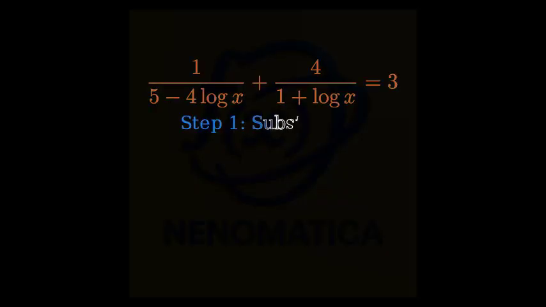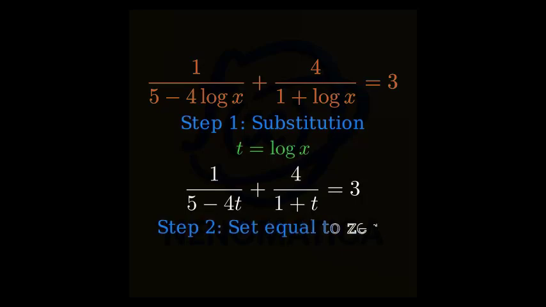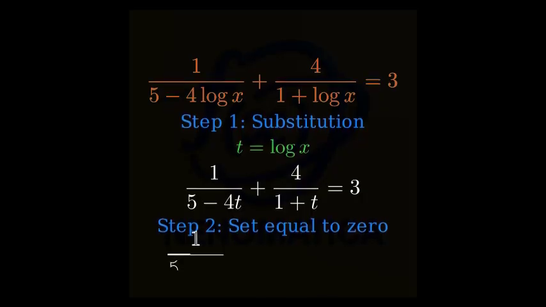In this lesson, we will solve a logarithmic equation step by step, following a precise algebraic algorithm. Step 1. Introduce a substitution. Let t equal log x. Replace every log x by t. Step 2. Move all terms to one side, so the expression equals 0. Subtract 3 from both sides.